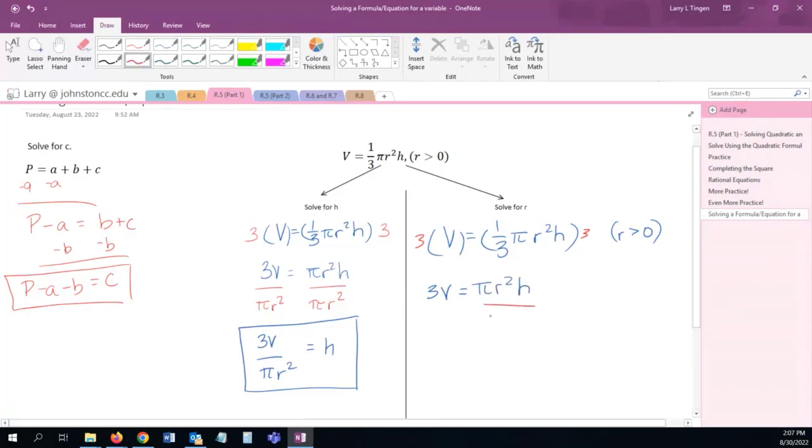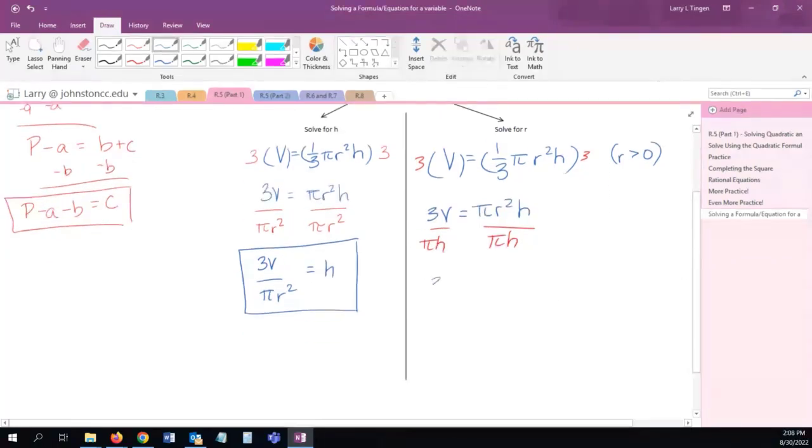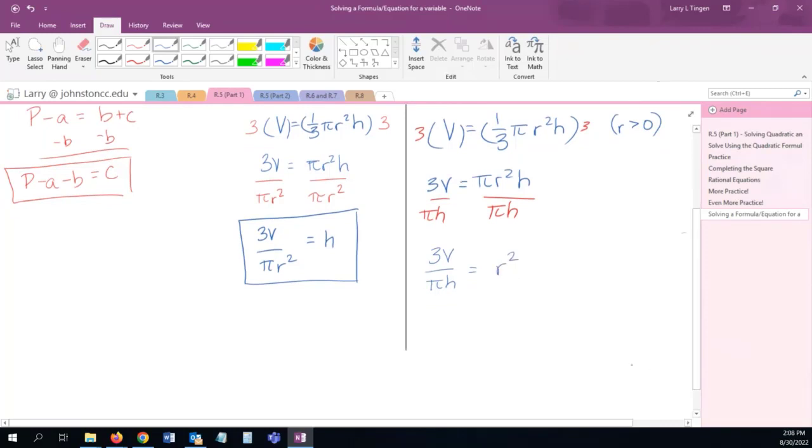This is going to be almost identical as before. I want r by itself. So I'm just going to, it's pi r squared h. I'm going to divide by the pi, divide the h. And what do I have? I have 3v over pi h is equal to r squared. R is not by itself yet. I need to get r totally by itself. So that means I need to take the square root of the right-hand side. If I do it to one side, I do it to the other.